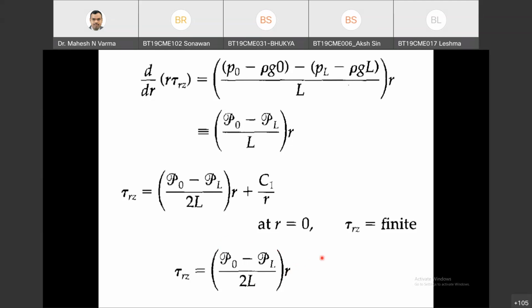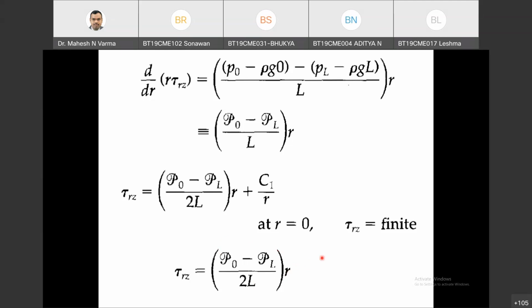This is clear? Anybody has any doubt till this point? So can you explain this new boundary condition again?